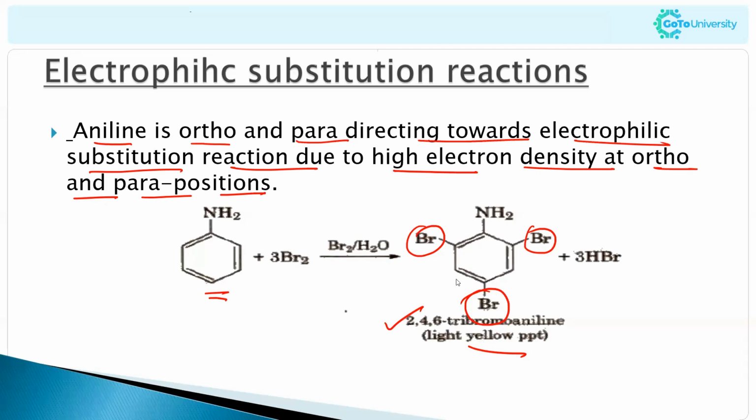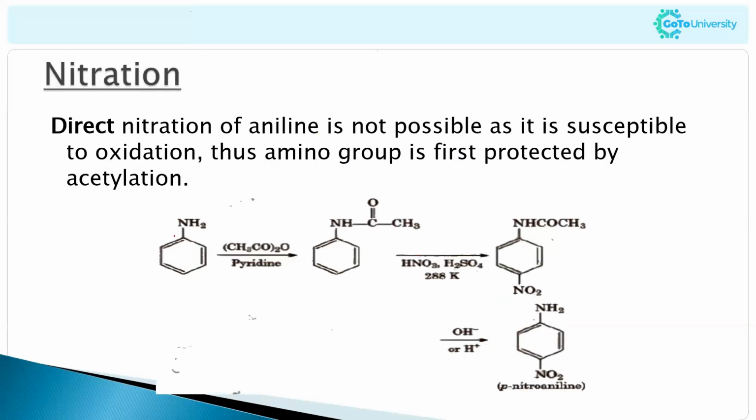Okay, the next one, nitration. In the nitration also we can see aniline undergoing nitration. Direct nitration of aniline is not possible because it is susceptible to oxidation. So the amino group is first protected by the acetylation reaction. In the case of the previous reaction, we saw bromine directly substituting the hydrogen from the benzene ring. But here that is not possible.